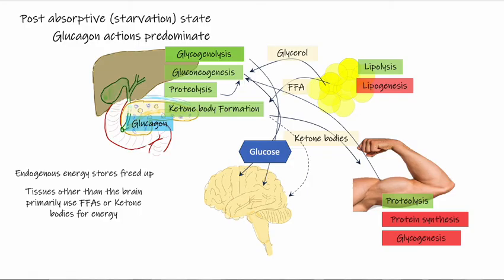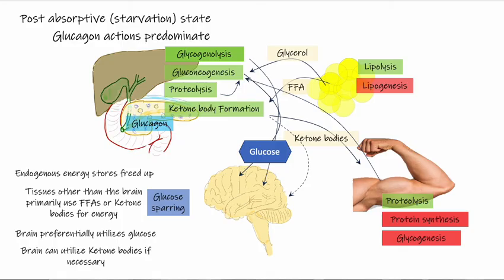So during the post-absorptive state, tissues other than the brain will primarily use free fatty acids or ketone bodies for energy. The brain will preferentially utilize glucose during this time, and if necessary, can use ketone bodies. But this entire process, all of these things that are going on, is referred to as glucose sparing. So we are sparing glucose for use by the brain, and we do so by having our other tissues use these other energy sources.